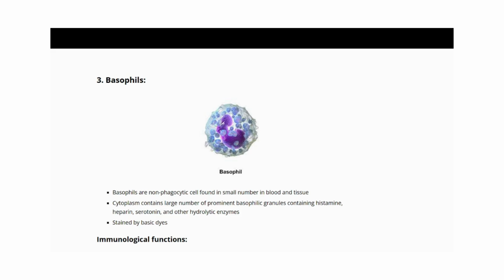What next? Next granulocyte is basophils. So what about basophils? These are also granulocytes developed from myeloid lineage, and as the name suggests, we can stain these cells with basic dyes. The cytoplasm contains a large number of granules containing histamine, serotonin, heparin and other hydrolytic enzymes. What about the function of these basophils? These basophils can provide anaphylactic and atopic allergic reactions.